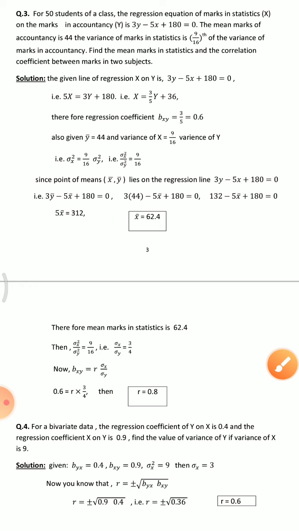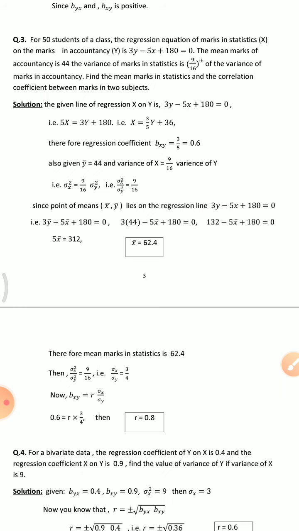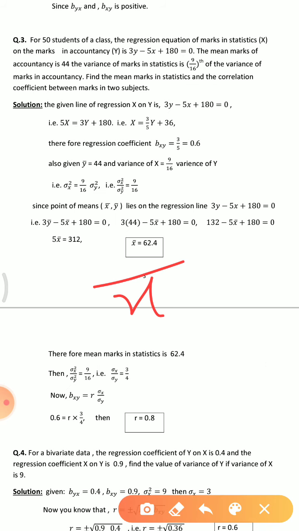Then find the mean marks of statistics, that means we have to find x bar, and the correlation coefficient between marks in the two subjects, that is r here. These two values we have to find. Let us see how to find them.